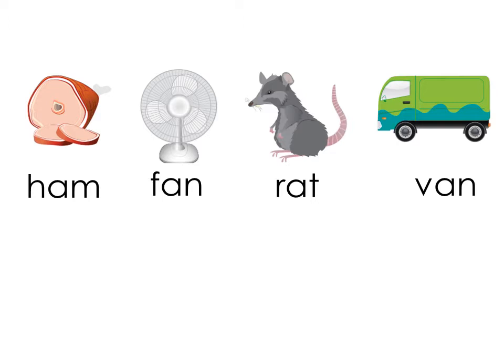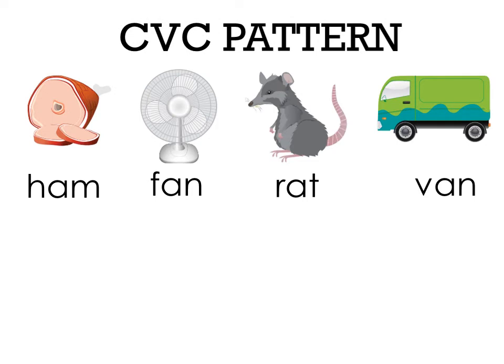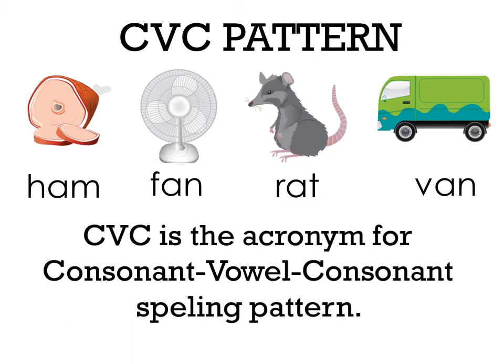Now what do we call the words that is only a 3-letter word? We call it a CVC pattern or CVC. So what is the meaning of CVC? CVC is the acronym for consonant, vowel, consonant spelling pattern. Again, CVC is the acronym for consonant, the letter C, vowel for the letter V, and C for consonant.